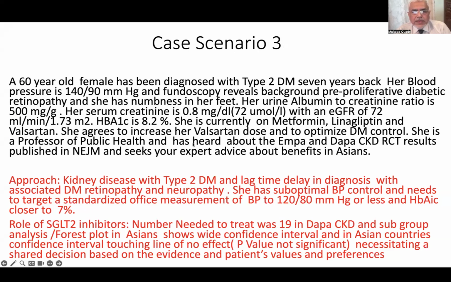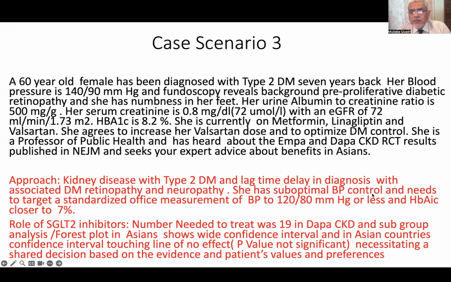As a professor of public health, she has heard about the EMPA and DAPA-CKD RCT results and seeks expert advice about benefits in Asians. And here I would say that, of course, this disease appears to be type 2 DM-related diabetic kidney disease with a lag time delay in diagnosis, with the associated diabetic retinopathy and neuropathy.